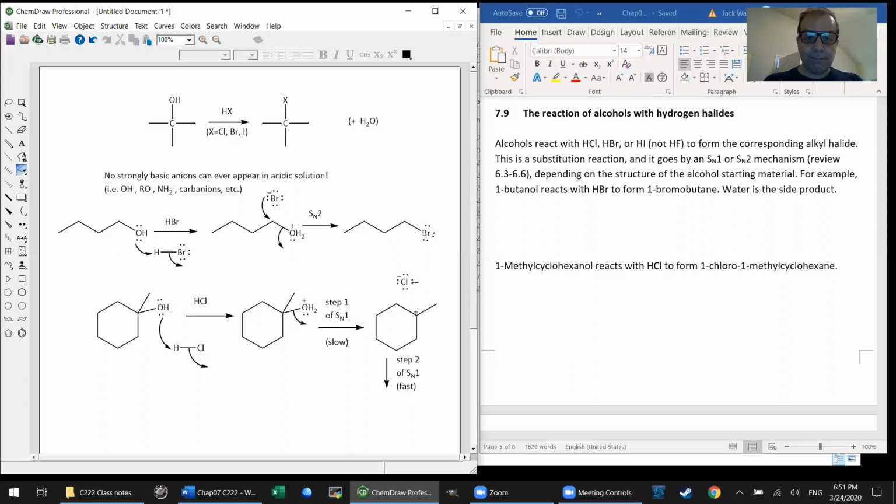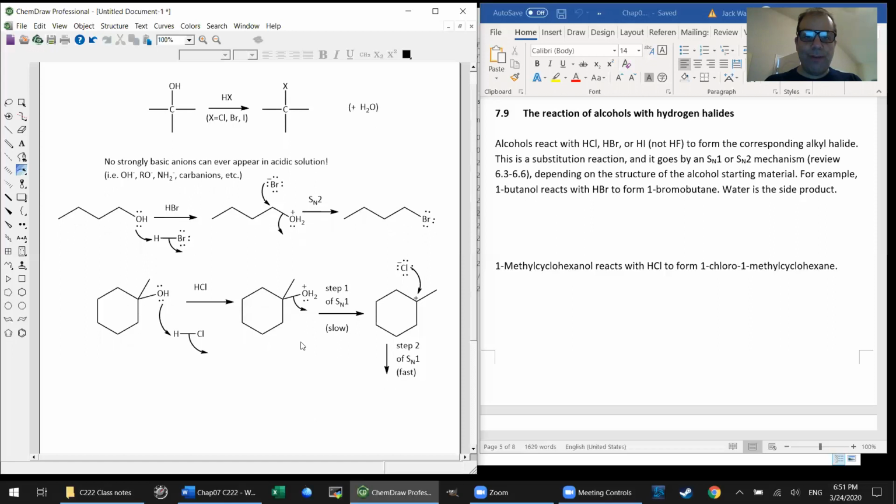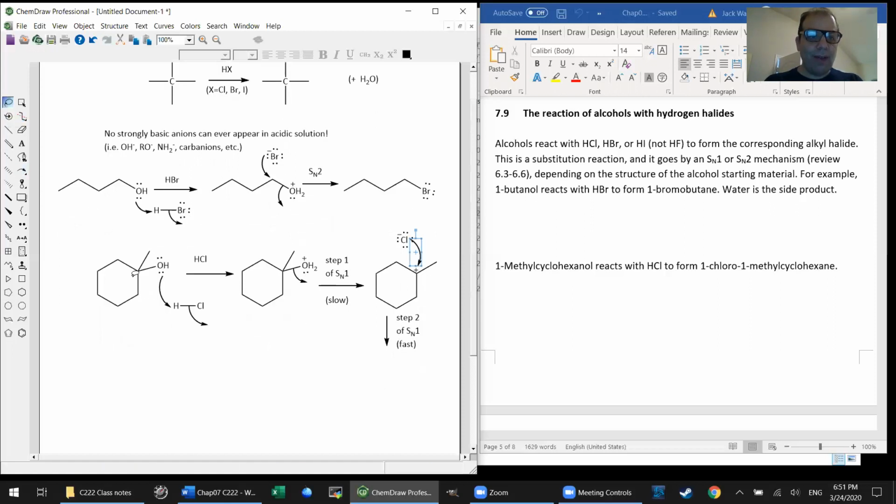The second step is our nucleophile attacking our carbocation. So we form that new bond. It'll be a new carbon-chlorine bond in this case. And so in the end, we'll wind up with the corresponding alkyl halide, namely 1-chloro-1-methyl cyclohexane, which would look something like this. And yes, we do form a molecule of water also, but we're mostly interested, as usual, in the major neutral organic product. So that's going to go by an SN1 reaction because we have a tertiary alcohol.